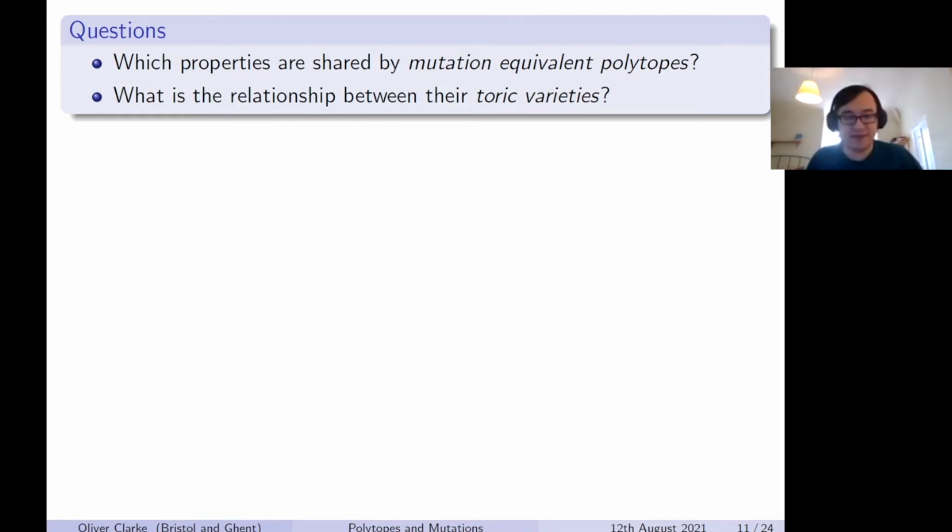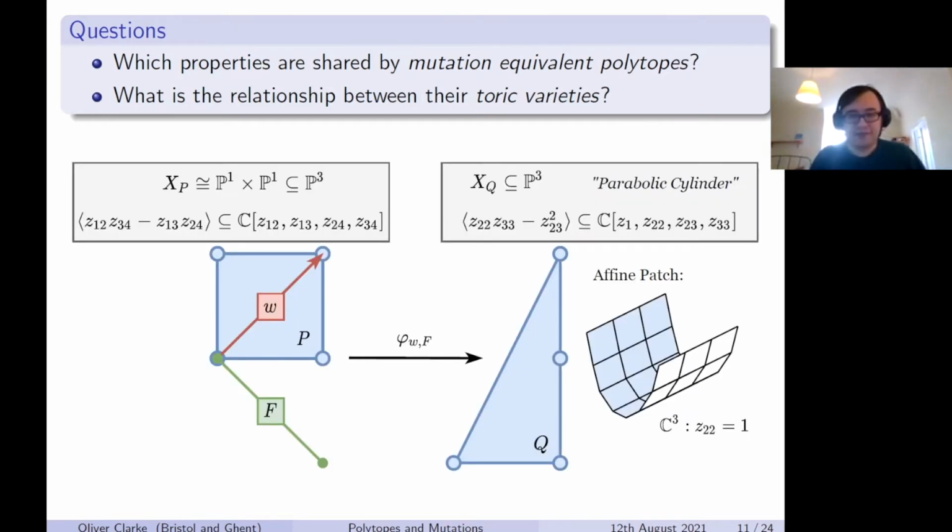We've already seen that Ilten showed that you can find them inside a flat family. So for the two examples that we've seen already, the one on the left, the square, is just a Segre embedding of a product of projective lines in P3. And on the right, we have something that looks like a parabolic cylinder on an affine patch. I invite any questions about combinatorial mutations at this point before I move on to talking about toric degenerations and toric varieties.